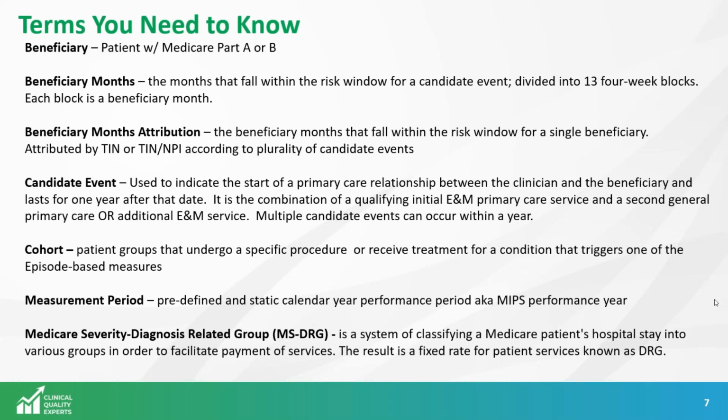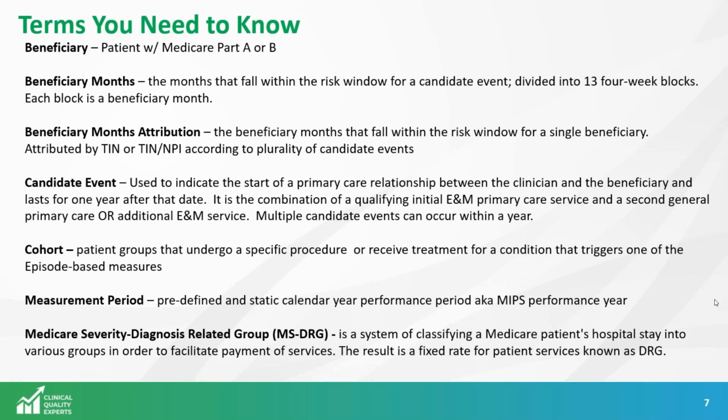So before we move on to the more detailed explanation of the measures, we can review some important terms that you'll hear throughout the presentation today. Some of these terms you may be familiar with, but there are a few that are not commonly known. So we begin with the term beneficiary, which is used to identify the patient with Medicare Part A and B. And this term ties in with beneficiary months and beneficiary month attribution.